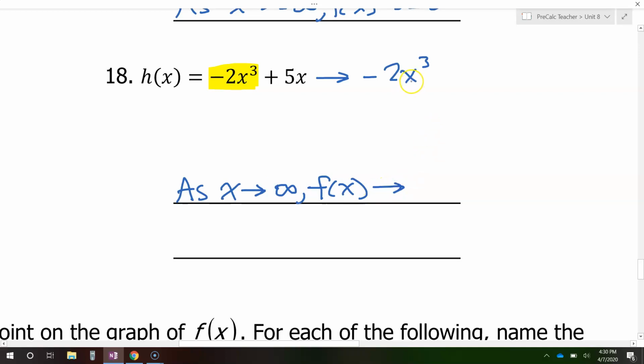Well, as x gets bigger and bigger, I'm going to have a really huge number. It's going to be positive at first, but then when I multiply it by negative 2, it's going to become a really big negative number. So that's going to be negative infinity. This part is going to be positive, but then times negative 2 makes it negative. All right, what happens as x approaches negative infinity? What happens to the value of the function?